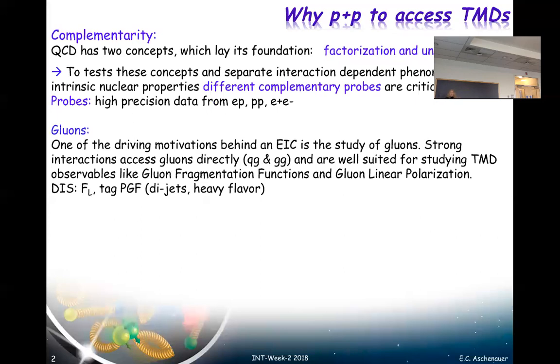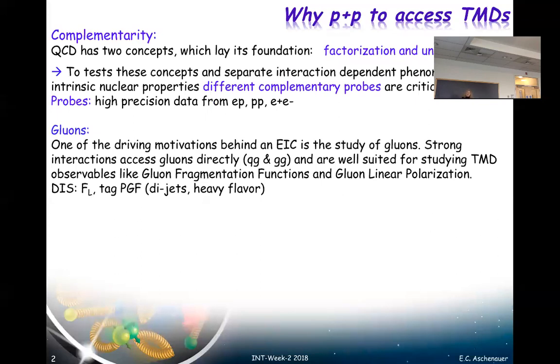Gluons. So gluons are one of the driving factors of the EIC. We want to study gluons, we want to study their three-dimensional behavior and so on. To access gluons directly, PP is absolutely key because you have quark-gluon and gluon-gluon scattering directly. So the gluon always enters at leading order.